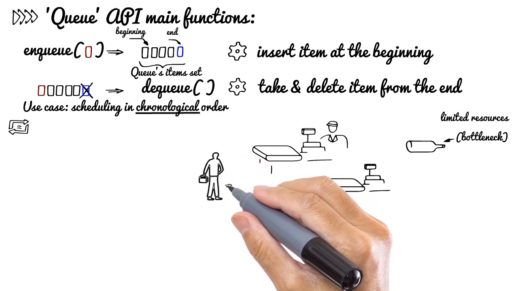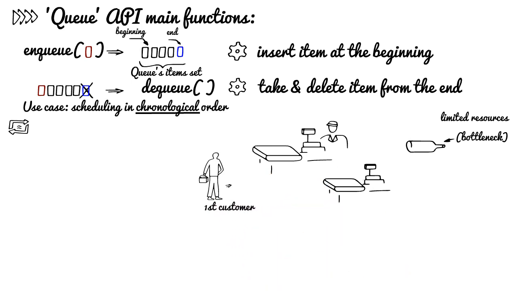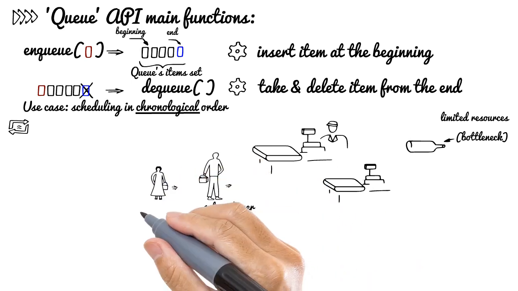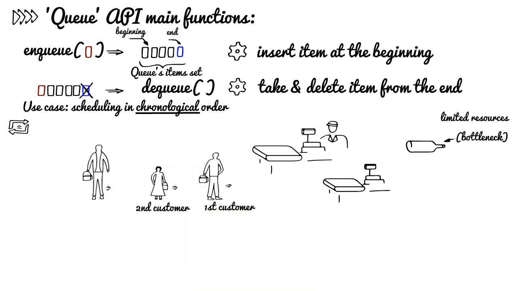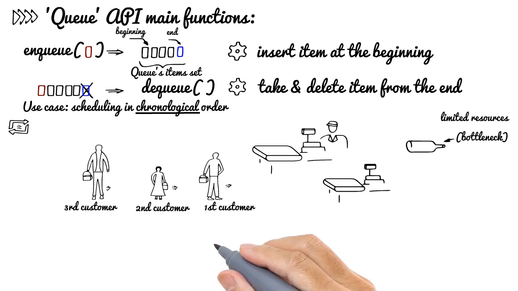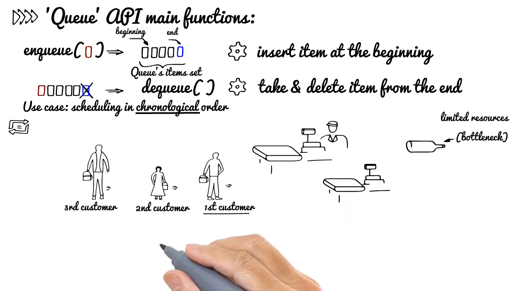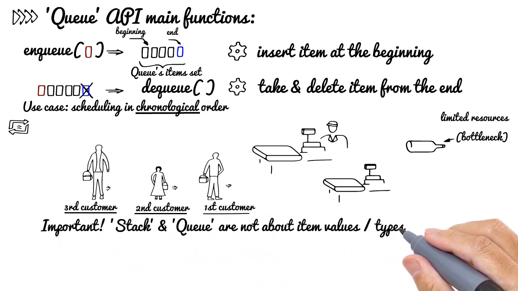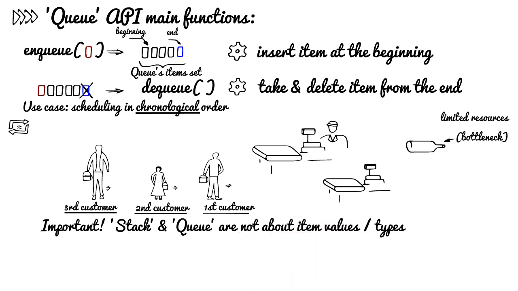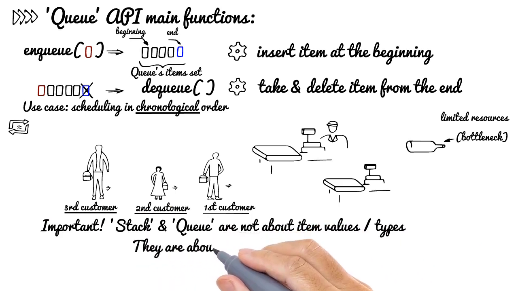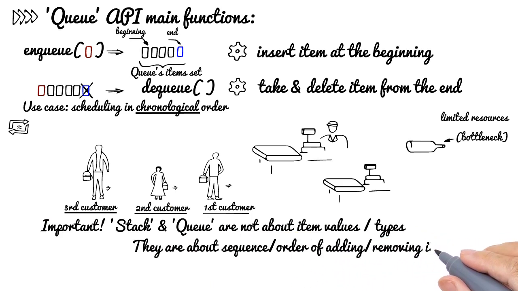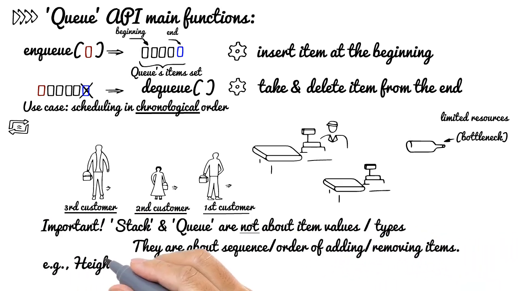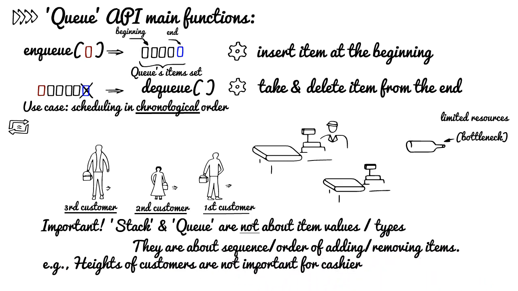Queuing works this way. First customer added to the queue, waiting line to the cashier. Then second customer comes to the same queue, then third, and so on. Cashier will start working with them in a chronological order. Whoever was added to the queue first will reach cashier first. The next customer comes second, and so on. Items, values, and types are out of scope of discussion about stack and queue structures. Mentioned functions care about the order, how items are added and removed, regardless of their values. For example, heights of the customers coming to the waiting line are not important for cashier.